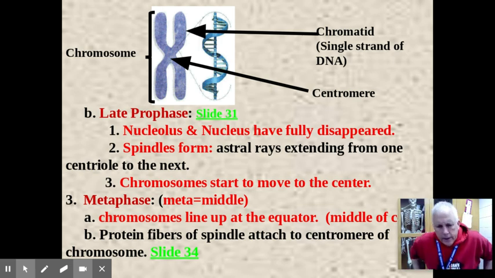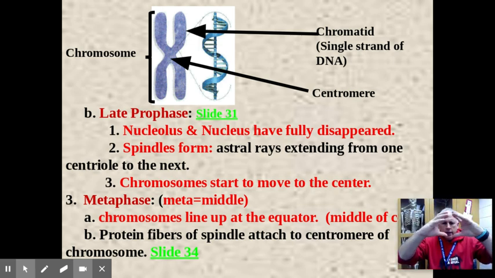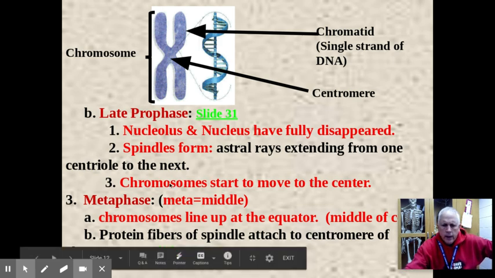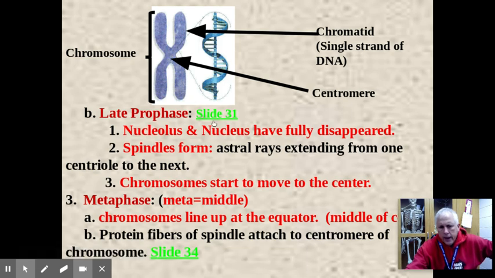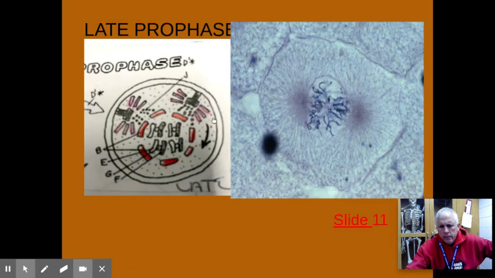Now, in late prophase, the only thing that's different than early prophase is that the nucleus and nucleolus are fully gone now. We have spindles formed. The centrioles are across from each other, and the astral rays unite and form these spindles. Sort of like hanging clothes on a line, these chromosomes get tethered at the centromere in the middle to that spindle. So you can see these little gummy worms starting to get organized.